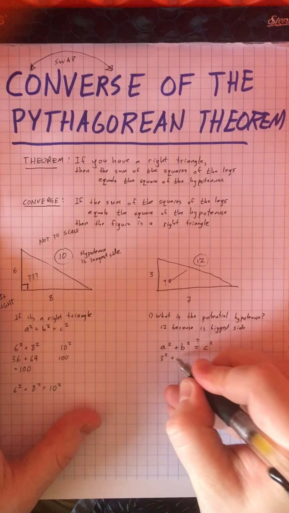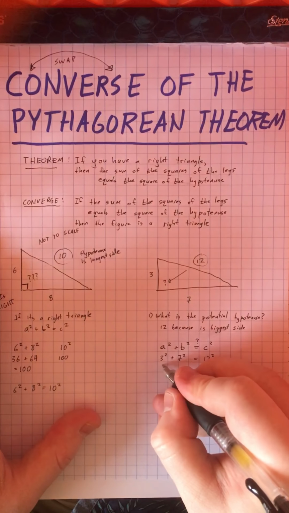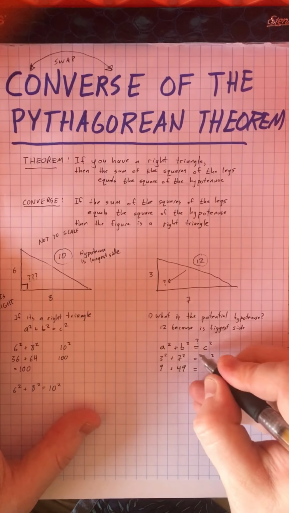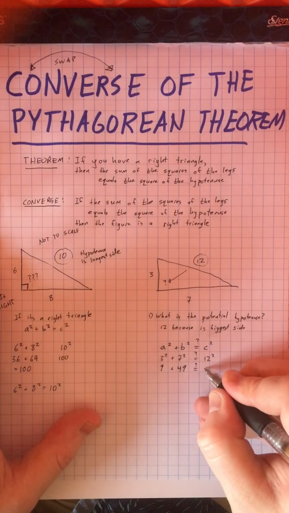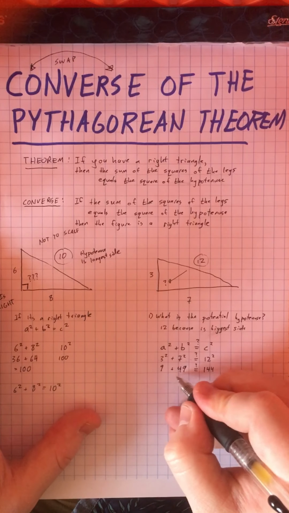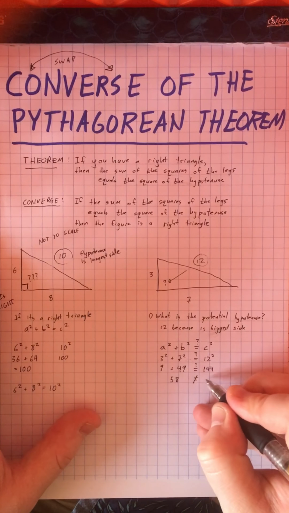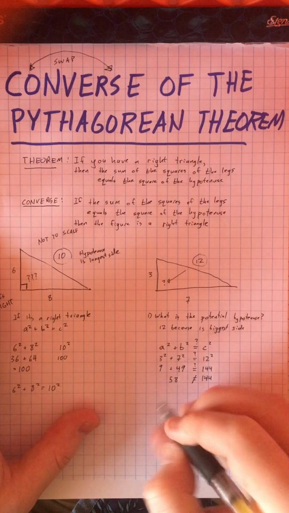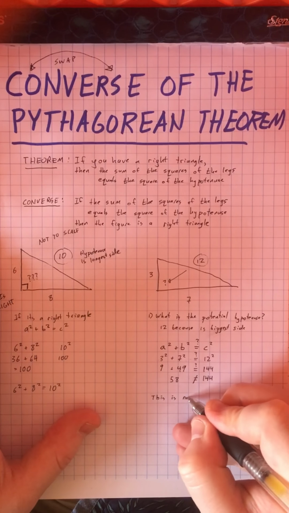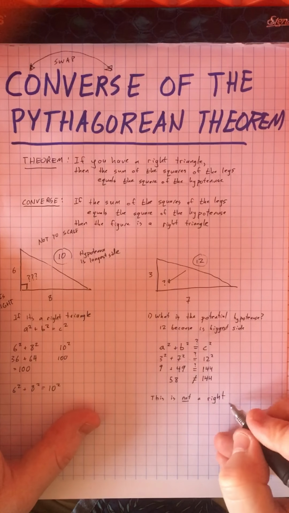Does 3 squared plus 7 squared equal 12 squared? Well, 3 squared is 9. 7 squared is 49. And I'm asking myself, does this equal 144? Well, 9 plus 49 is 58. And sadly, 58 does not equal 144. Therefore, this is not a right triangle.